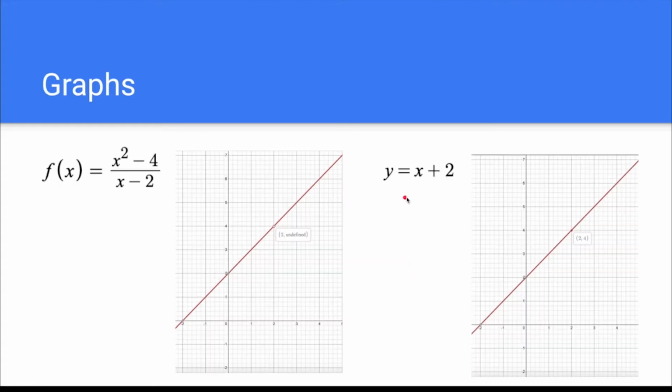So if we were to look at both of these graphs, you'll notice that they look very similar. They look like the exact same line, except for this one point over here. As we said earlier, at f(2), f(x) is undefined. But over here, y equals x plus 2, we'll get y equal to 4 for x equal to 2.